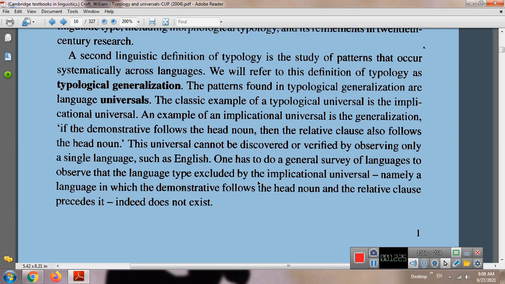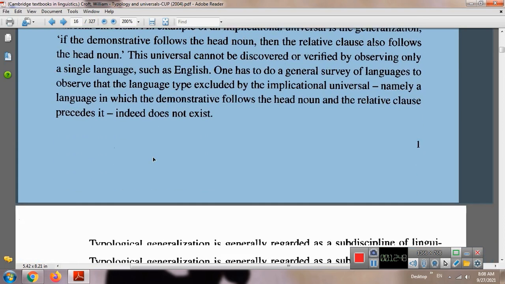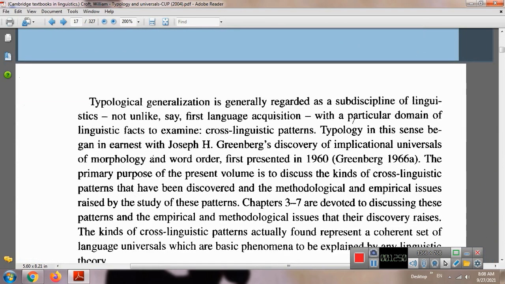Maybe some languages are excluded by this implicational universal, namely a language in which the demonstrative follows the head noun and the relative clause precedes it. Such a language, based on this implicational universal, doesn't exist, because it is not allowed by this implicational typology.